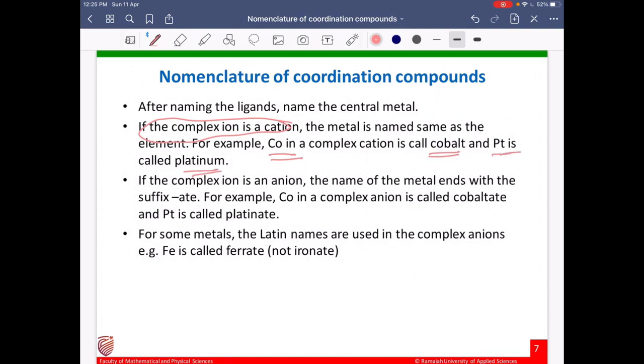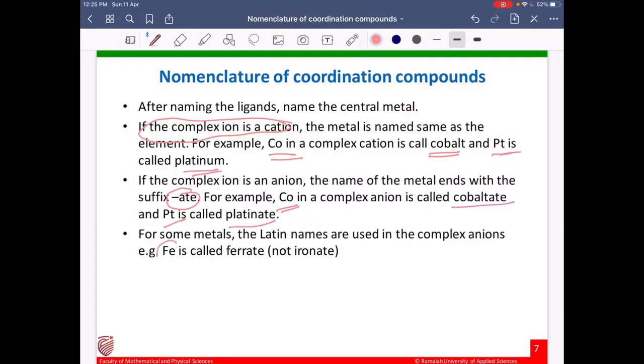Now imagine your complex ion is an anion, then the name of the metal ends with the suffix ate. For example, if we have a cobalt-containing complex ion which is an anion, then the metal cobalt should be named as cobaltate. If it is platinum, it will be platinate.